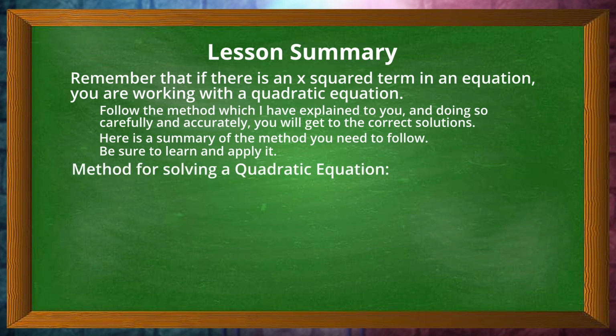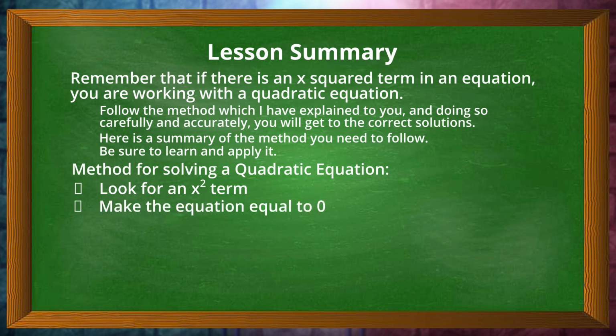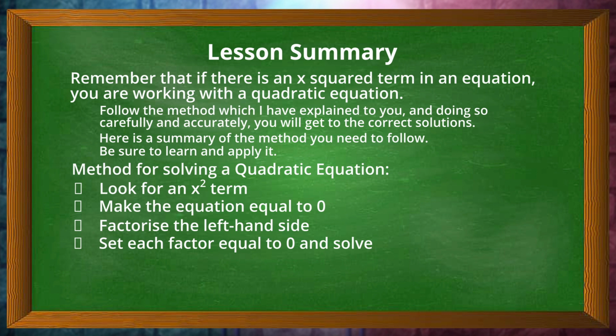Method for solving a quadratic equation. Look for an x squared term. Make the equation equal to 0. Factorize the left-hand side. Set each factor equal to 0 and solve. There must be 2 solutions.